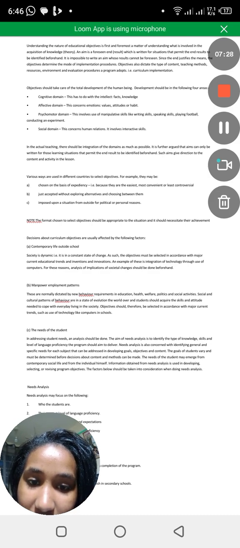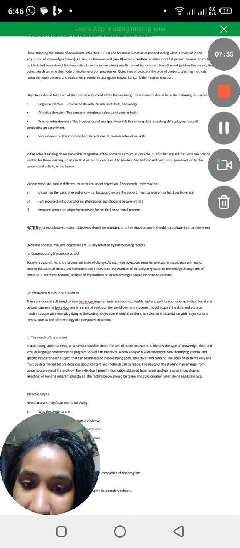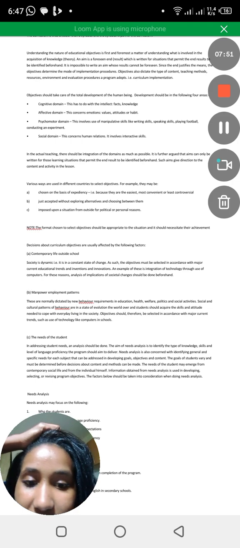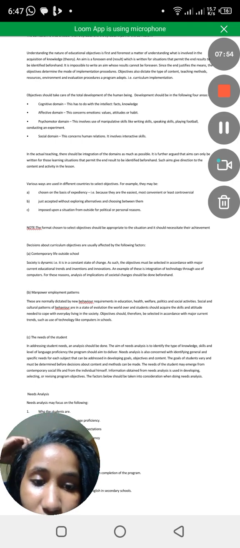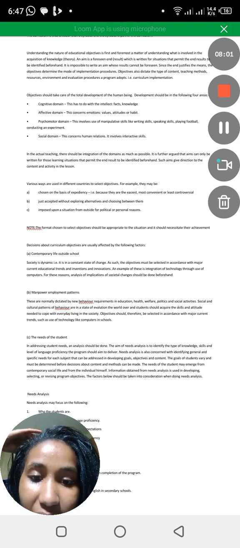These are normally dictated by new behavior requirements in education, health, welfare, politics, and social activities. Social and cultural patterns of behavior are in a state of evolution the world over, and students should acquire the skills and attitude needed to cope with everyday living in the society. Objectives should therefore be selected in accordance with the major current trends, such as the use of technology like computers in school. Another factor is the need of the student.